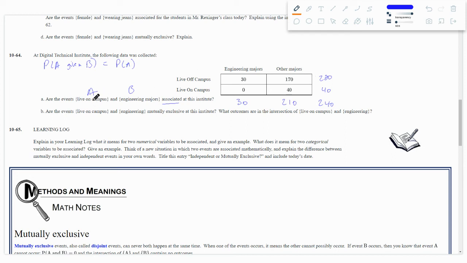So the first thing is living on campus. There are a total of 40 people that live on campus out of a total of 240. So our fraction here, or our probability, is going to be 40 over 240 on the right side. And then on the left side, given that you're an engineering major, do you live on campus? In this case, it's 0 out of 30, which is just 0. So 0 definitely does not equal 40 out of 240, or 1 over 6. So because of that, they are not independent, which means yes, they are associated. So on the right side here, I'm going to write 0 does not equal 1 over 6. So they are associated.